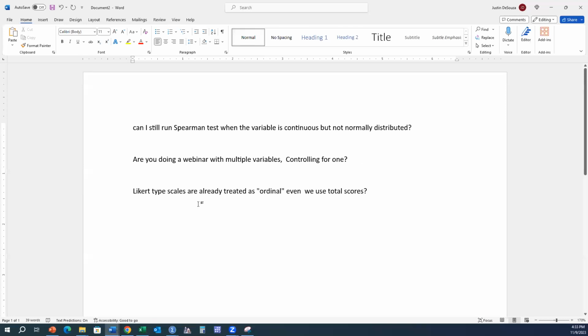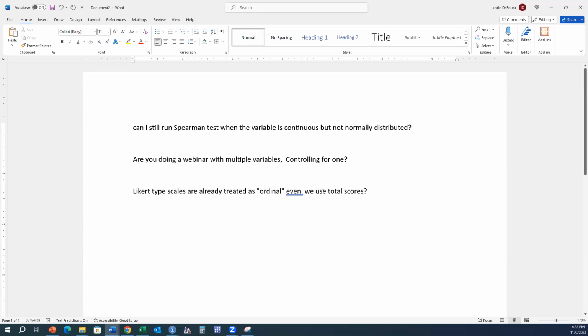Likert type scales are already treated as ordinal, even if we use the total score. So this is a big debate that's spanned decades. My preference is that individual Likert scale questions are ordinal. So if you're looking at one Likert scale question, that is an ordinal measurement.